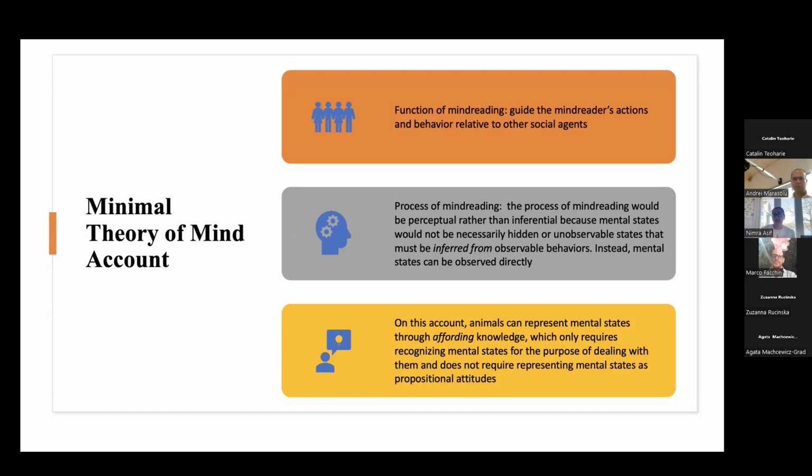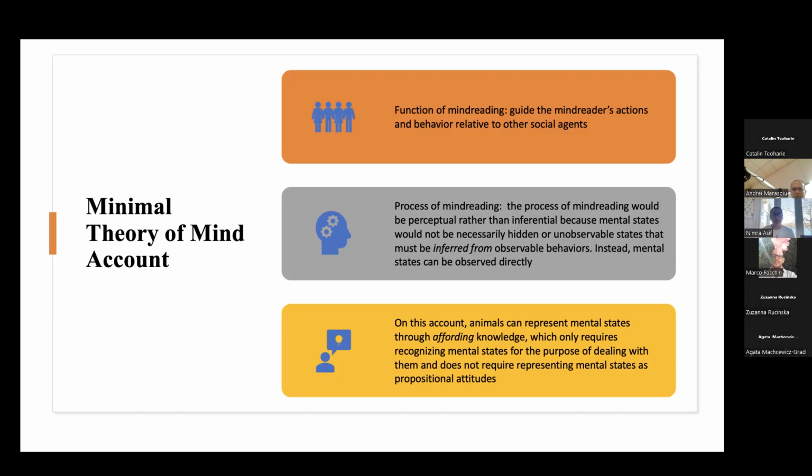Rather, the function of mind reading is to guide the mind reader's own behavior relative to other social agents in their environment. So the minimal mind reader is sensitive to others' minds and mental states because they do matter to her, right? The minimal mind reader, whether it's an infant, has to live around their parents, and animals have to live around other animals. So others' minds do matter to them, but it's a very practical concern. It's limited to knowing how to deal with them when they have to, or how to respond to their mental states.